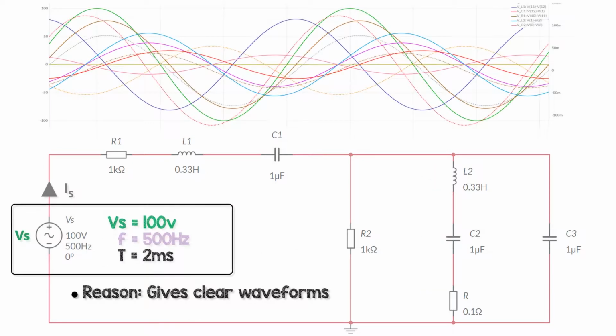The supply voltage is 100 volts at 500 Hz with a period of 2 milliseconds. The reason that I chose those values is because the voltages and currents are all relatively large compared to each other, so they're easy to see on Multisim or on any graph that you use.